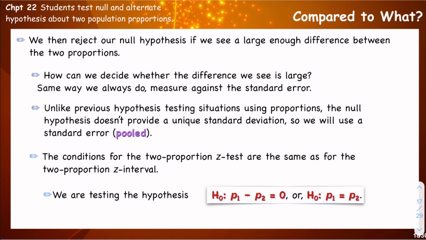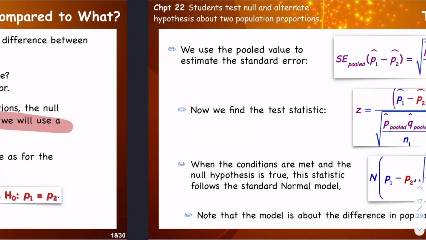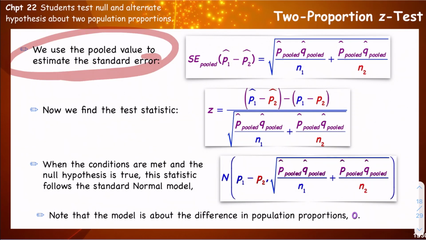Unlike previous hypothesis testing situations using proportions, the null hypothesis doesn't provide a unique standard deviation. So we'll use a standard error. And so this is the difference here. We're going to use the standard error of the pooled sample for a standard deviation. So the conditions for the two proportion z-test are the same as the two proportion z interval. So we are writing our hypotheses, so we're doing our PANIC. We have our null, and then we would need to think of our alternative. We use the pooled value to estimate the standard error, which is from there.